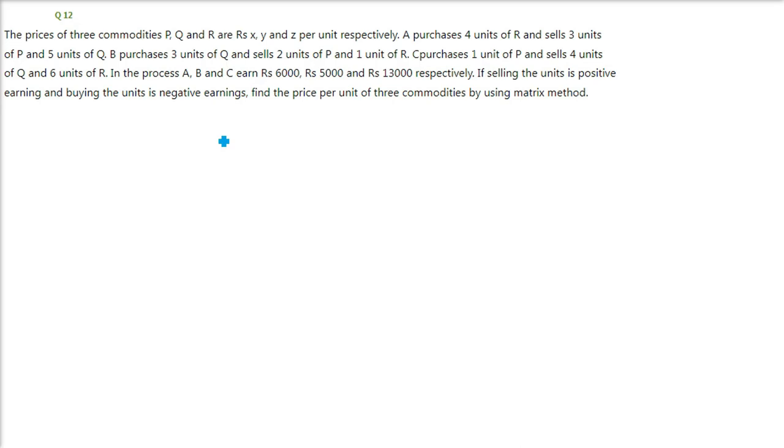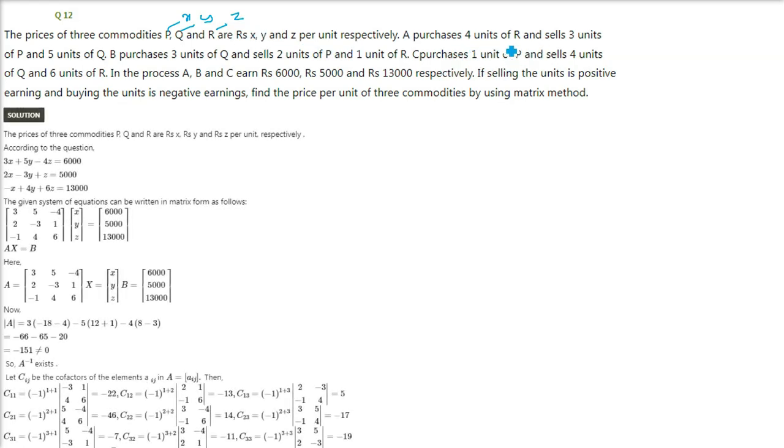The prices of three commodities P, Q and R are rupees X, Y, Z per unit respectively. For P it is X, for Q it is Y, for R it is Z. A purchases 4 units of R and sells 3 units of P. A is one entity, one man, one person, you can say a firm. So A purchases 4 units of R and sells 3 units of P and 5 units of Q.